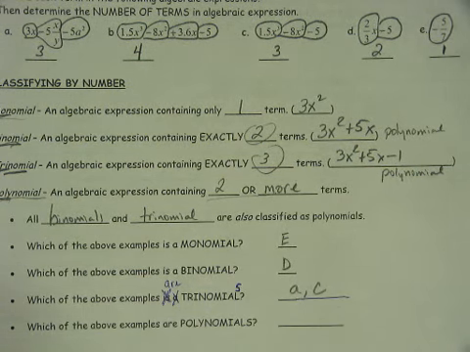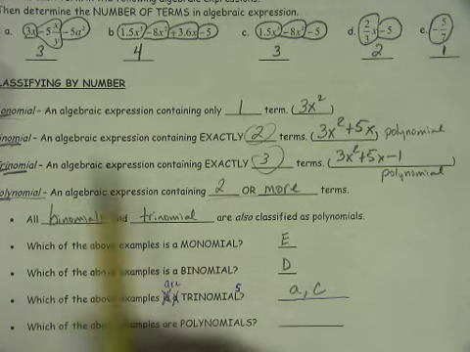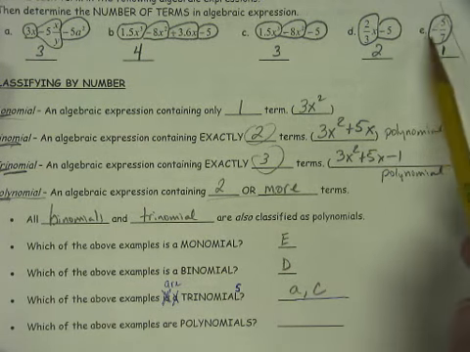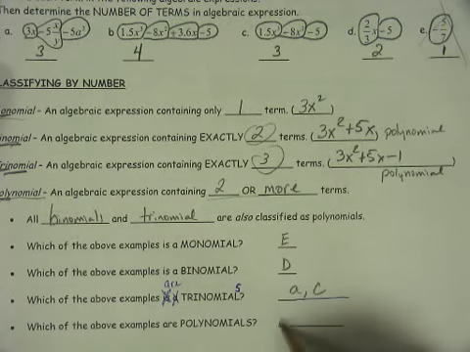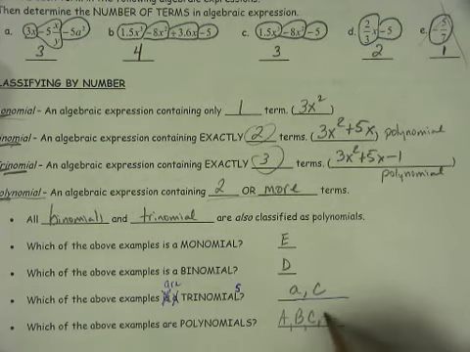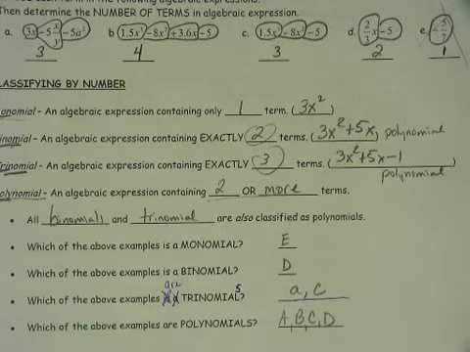And the last one, which above examples are polynomials? Polynomials, more than 1 term. So it's not going to be this one over here. It's all the rest of them. So it's going to be A, B, C, and D. Those are all polynomials.